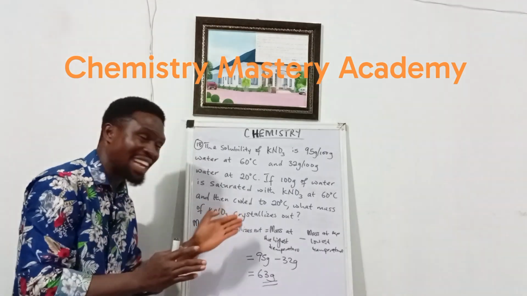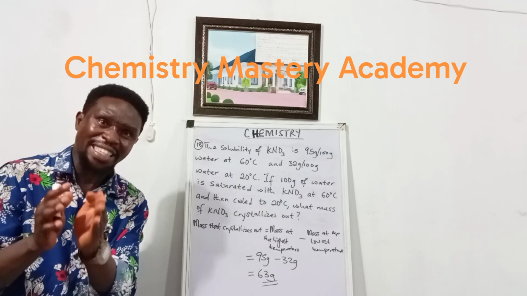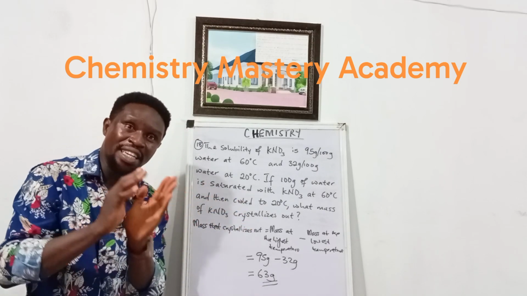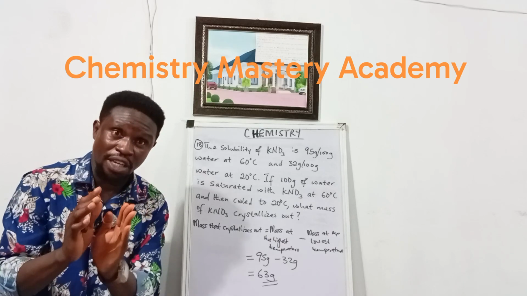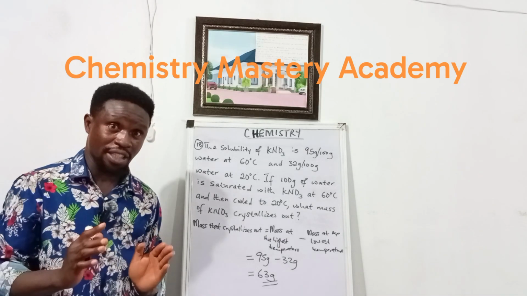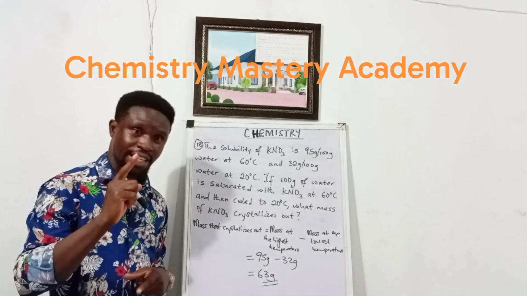So if only 32 gram now dissolves, what is the part that did not dissolve, that is, the part that crystallizes out? The remaining part, after that 32 gram has been removed from that 95 gram, is the one that did not dissolve, the one that now crystallizes out. All that's clear. All right, let's move on to the next question, number 19.